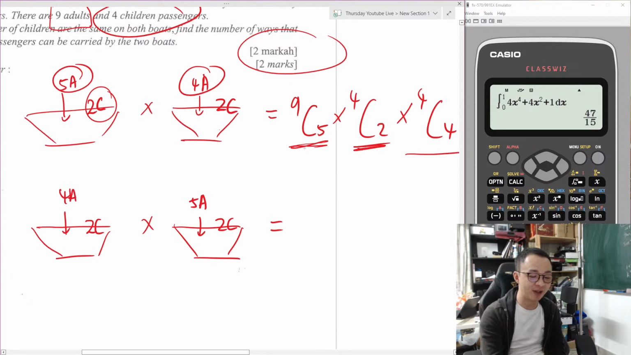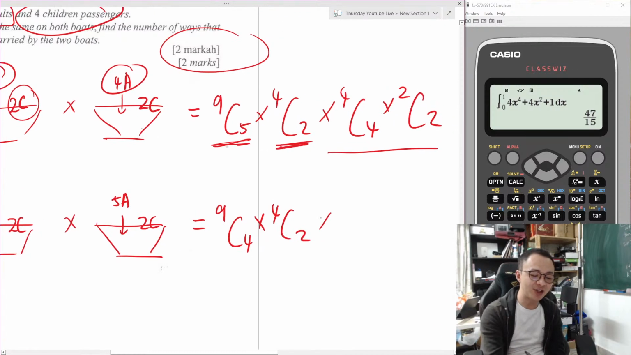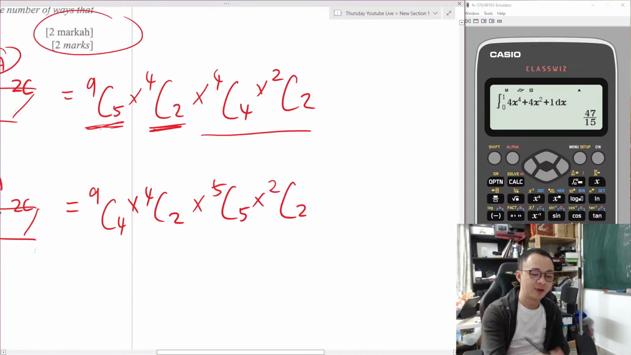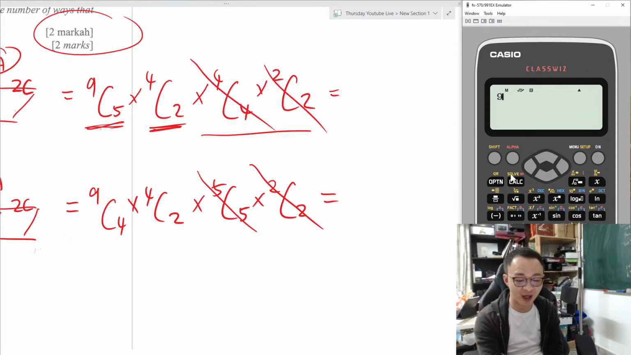Alternative, I will do the similar. This is 9 adults, I'm going to choose 4. 4 children, I'm going to choose 2. And then after I choose already, I still have 5 adults, I will choose 5 for the second boat. I still have 2 children, I will choose 2 for the second boat. Alright, then this is just 1, this is just 1, you can just ignore them. Because any number multiplied by 1, you will get back the same result. So you can just ignore them.